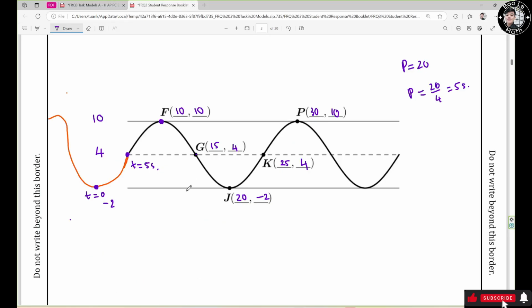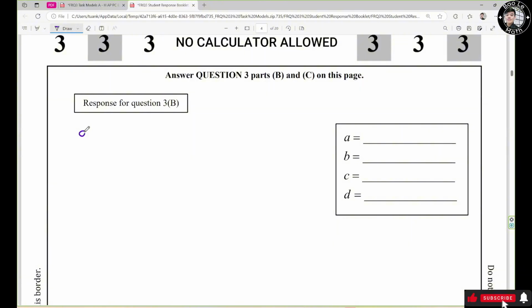Alright, so to calculate a, we're going to use the formula maximum subtract minimum divided by 2. You know that the maximum is going to be 10. Subtract minimum should be -2, divided by 2. So it's going to be 6, right? Now, b equals 2 pi divided by period. The period equals 20 seconds, right? So it could be pi over 10.